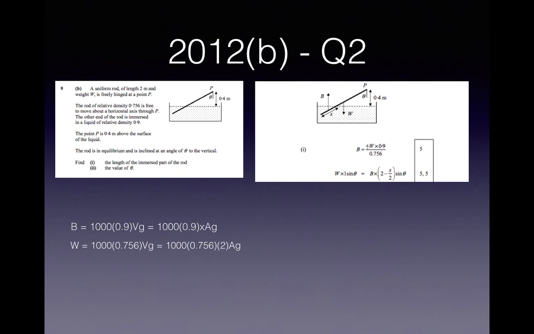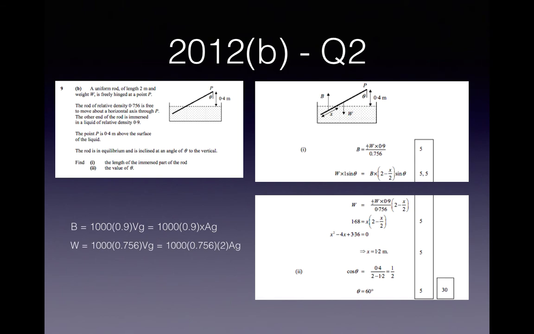The B value then, the total length of the rod is 2. And you can see from the diagram they said the amount submerged is going to be X. So 2 minus a half X, multiplied by sine theta, is the perpendicular distance between the line of action of the buoyancy and the point P. What I would do here is sub in the two formulas that I have in the bottom left hand corner for B and W. Things would cancel. They do it differently. And you'd get the third line in that new box, x squared minus 4x plus 3.36 equals 0.